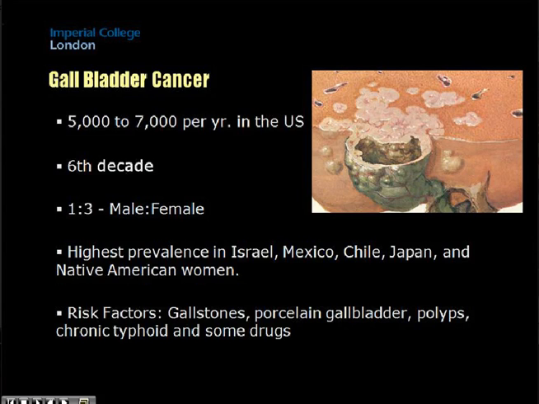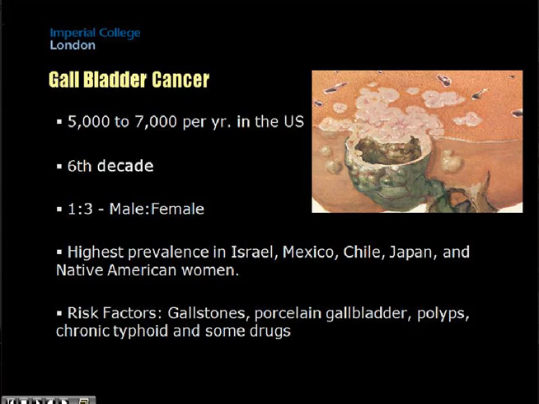Now, what about gallbladder cancer? Now, the incidence is about 5,000 to 7,000 per year in the US, which is very similar to the same kind of incidence in Western Europe. It affects the sixth decade. Again, now in this particular case, you have a female to male predominance of 3-to-1 ratio.